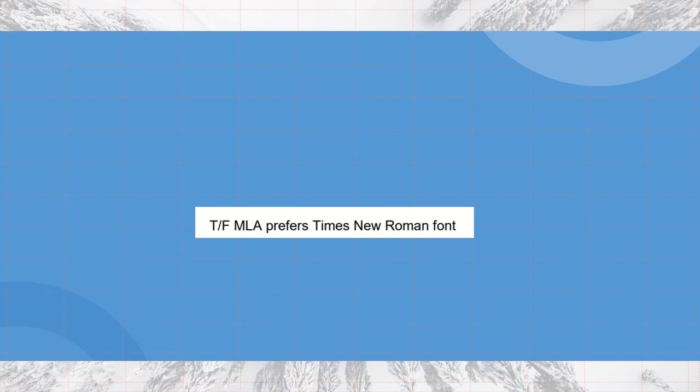True, false. MLA prefers Times New Roman. That's correct. We just said that before. It's a review. Times New Roman, 12-point font. Always, always, everything within your essay has to be Times New Roman, 12-point font. I mean, don't do it otherwise. That's fine. You get gigged a couple points. Okay, let's see.